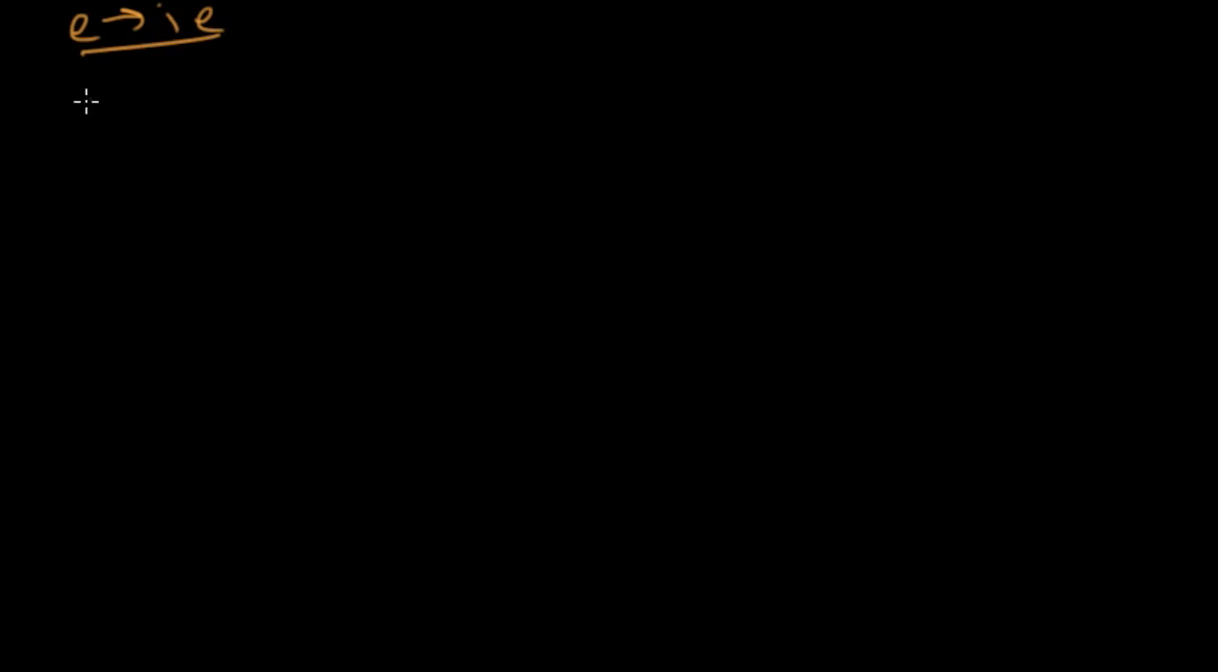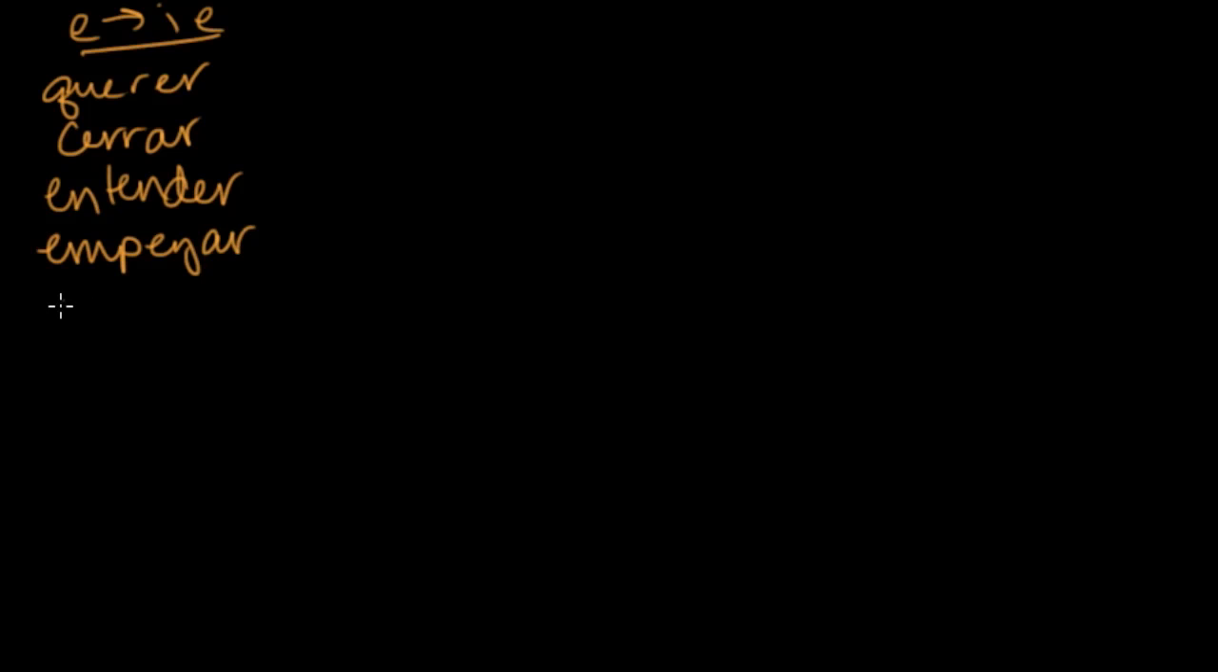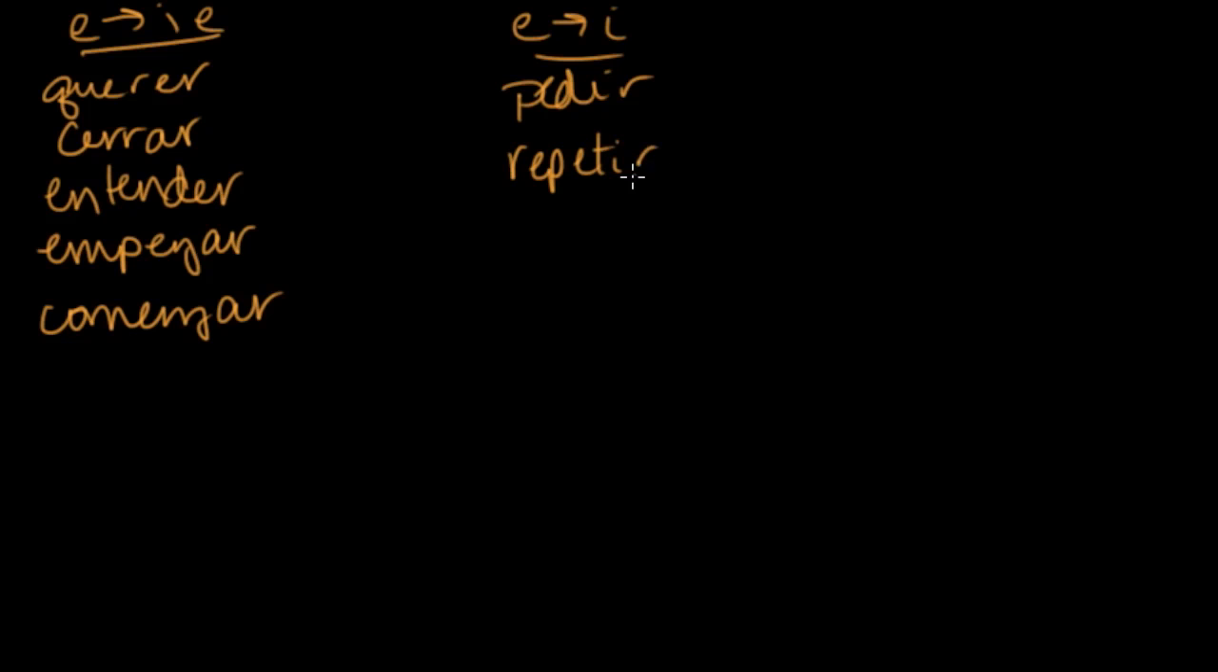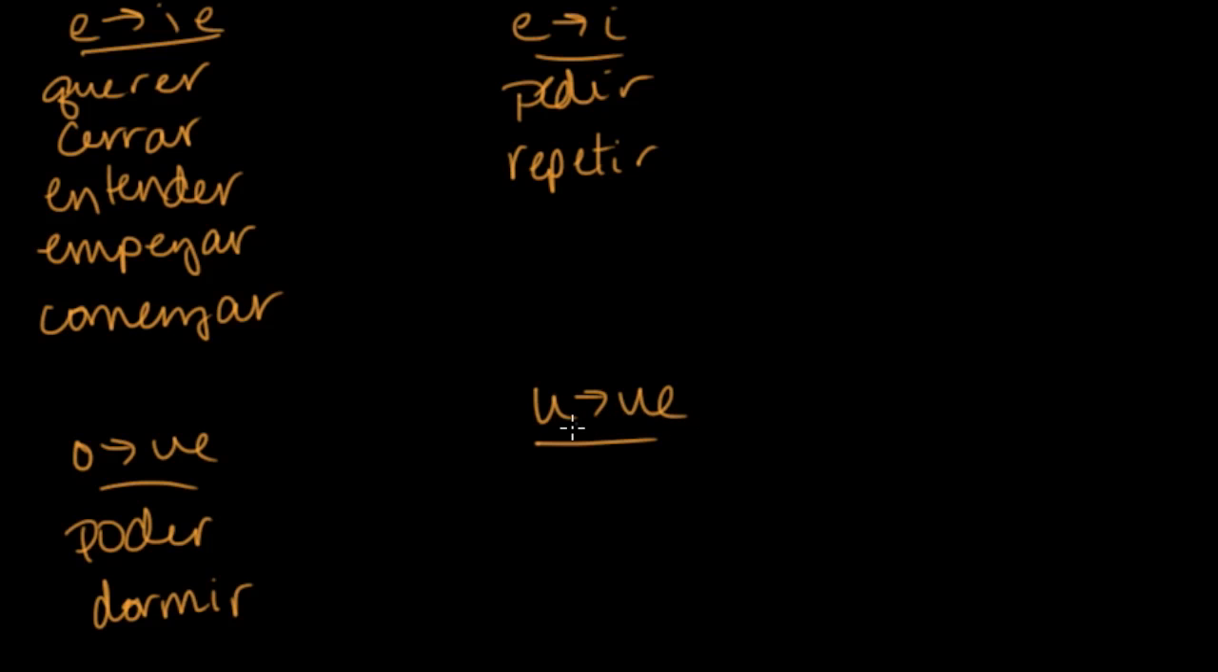Some common verbs in this category include querer, which means to want, cerrar, which means to close, entender, to understand, empezar, to begin, and comenzar, also to begin. Next we have E to I, which we've already worked with, which we saw with pedir, and also with repetir, to repeat. We have O to UE, poder, to be able to, and dormir, to sleep. And U to UE, this one is not a common category, but the verb in it, jugar, is used very frequently, so I'll touch on it briefly.